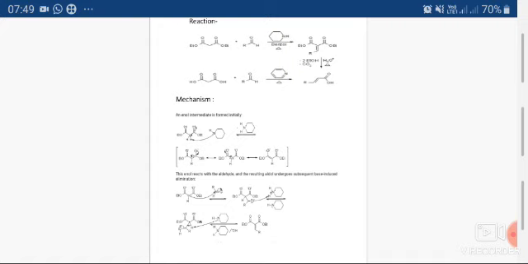Now this intermediate undergoes loss of water with a base, and it gives alpha beta unsaturated diester. This was all about the chemical reactions and the mechanisms of the benzoin condensation and Knoevenagel condensation. After this, we will continue the next reactions in the next lecture. So thank you.